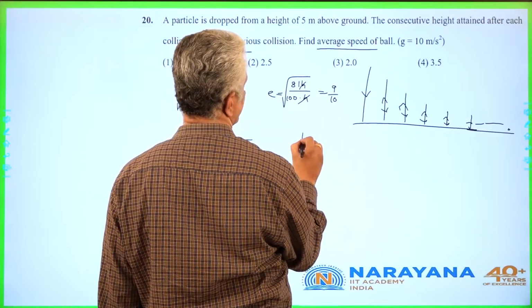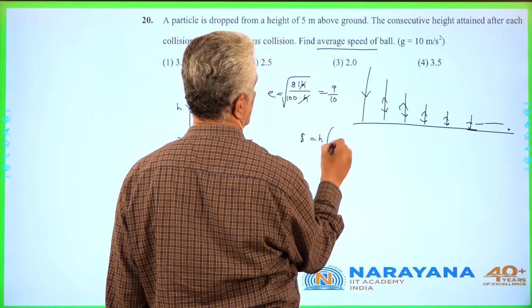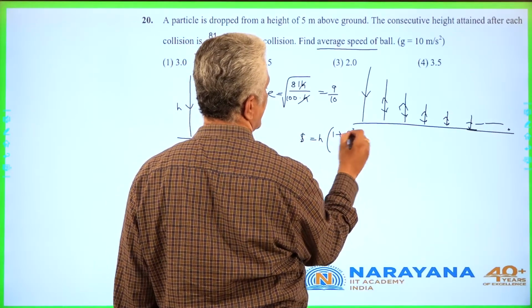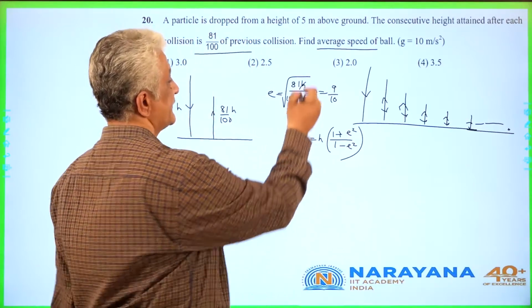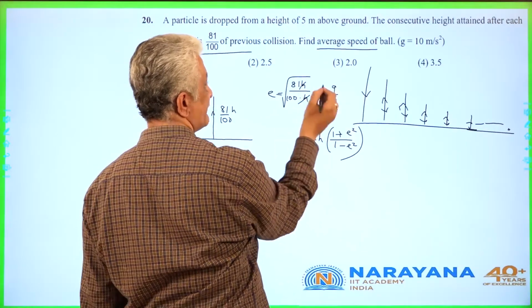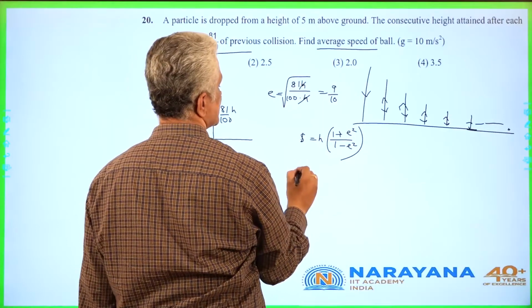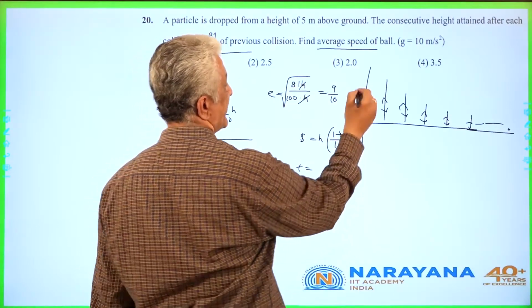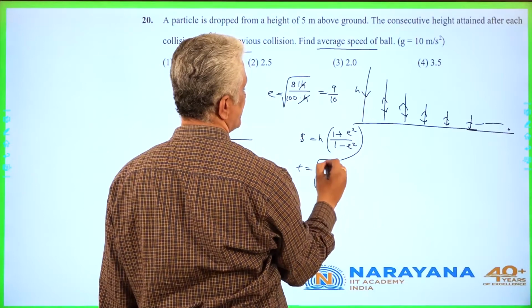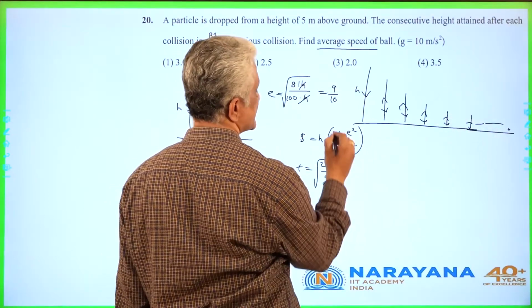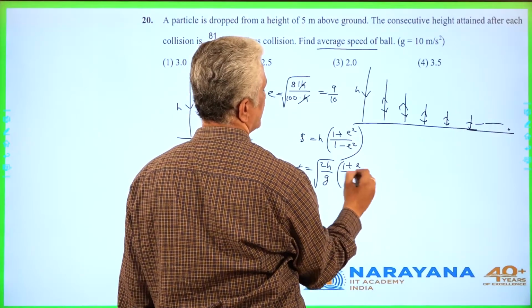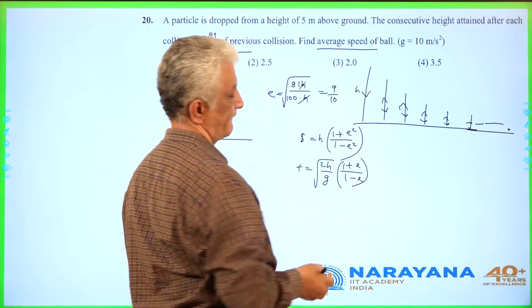Total distance is S equals h into (1 plus e square) by (1 minus e square). Substituting the h value 5 and e, and also time. When the height is h, the first time is root of 2h by g, and like this, if you add the number of times here, a similar formula will come, (1 plus e) by (1 minus e).